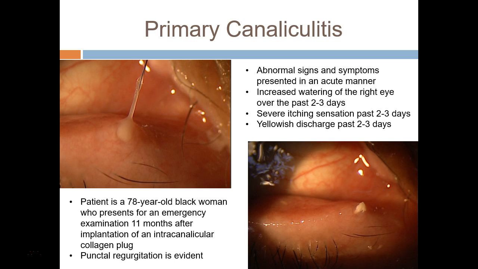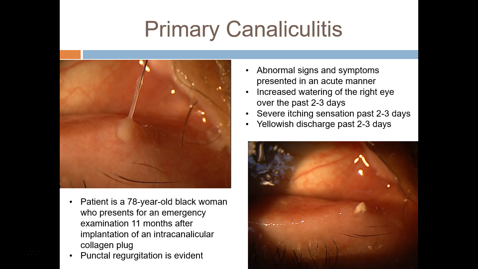I had put in a set of long-term intracanalicular collagen plugs. So I had done a trial. She had dry eyes. I'd done a trial with short-term collagen plugs. The trial was successful. She came back. I put in a set of long-term collagen plugs and dismissed her. And she was coming back on some kind of regular visit schedule.